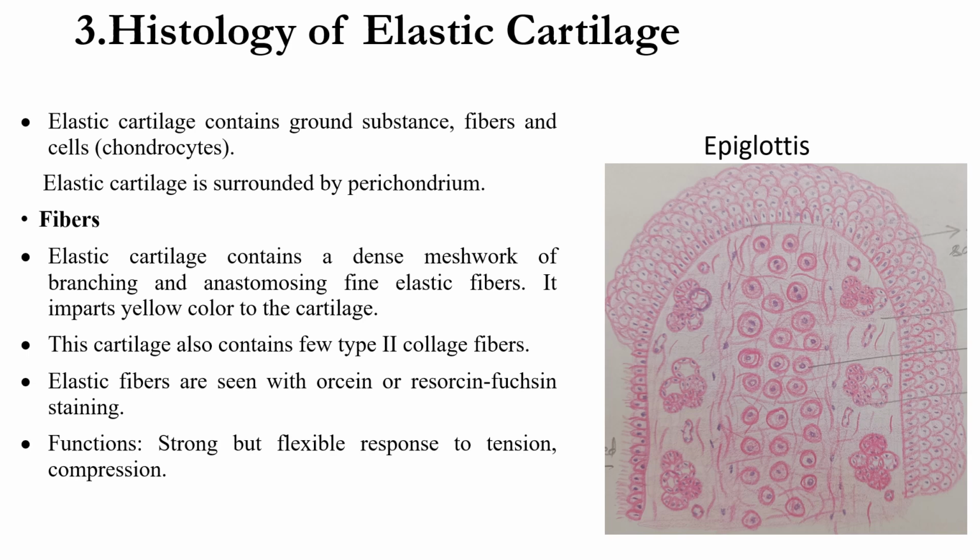And here in this slide is of epiglottis. So we can see lining epithelium, lamina propria, some glands, and deep to that is the elastic cartilage. So epiglottis is an example of elastic cartilage. So in the central area we can see the elastic cartilage in the epiglottis.